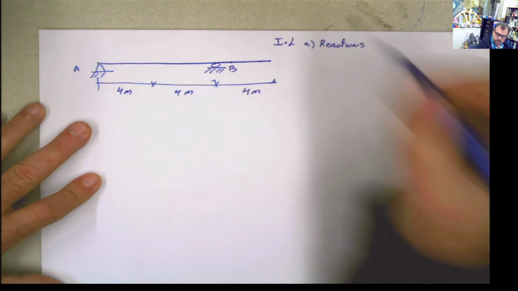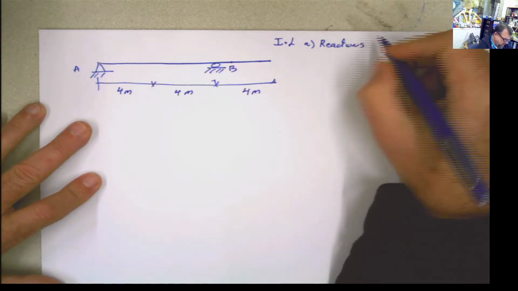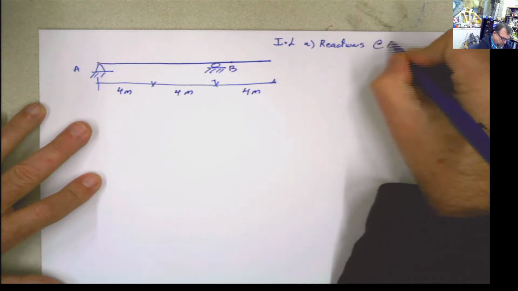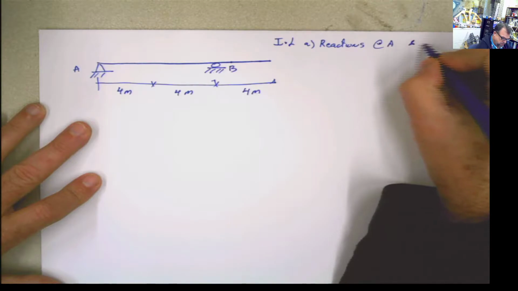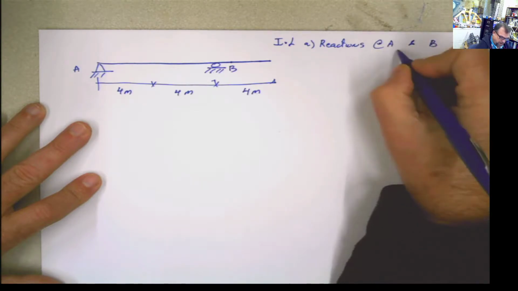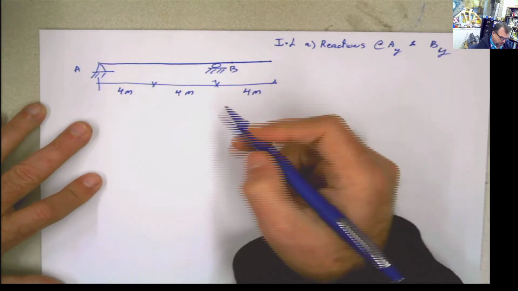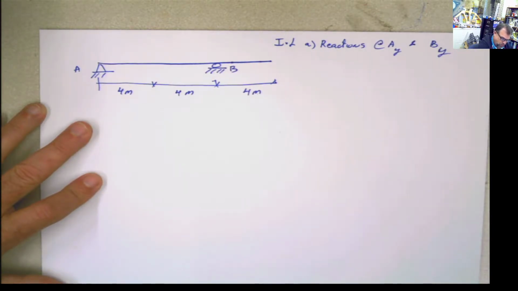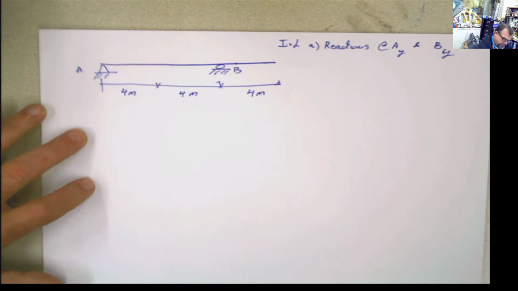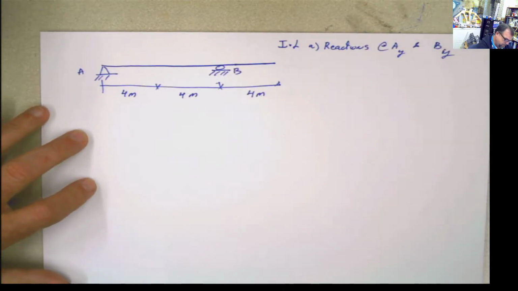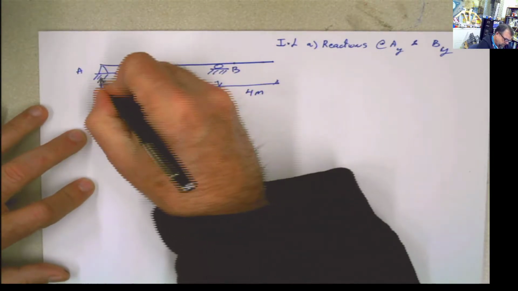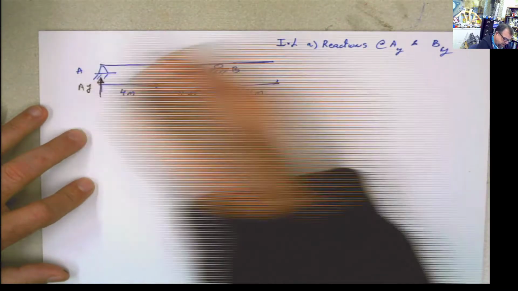Influence line. Draw the influence line for the reactions at support A and at support B, meaning AY and BY, these two reactions here. That's what we have to do. And if you remember, this is AY and this is BY.